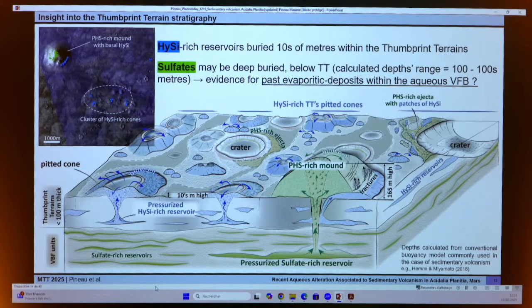So here, the sulfates are older than silica. And what is very interesting is that those sulfates may originate from deep Vastitas Borealis layers, probably of Hesperian age. That means that these sulfates may be indices that we have at least a locally salt-rich aqueous origin for the VBF during the past. So maybe those sulfates could be derived from past evaporitic deposits of potentially oceanic origin, which is pretty exciting in my opinion.